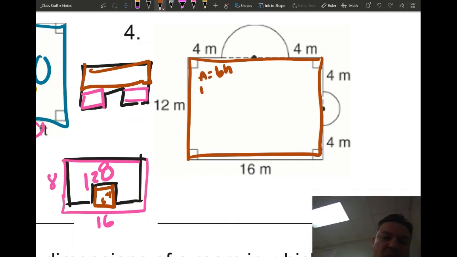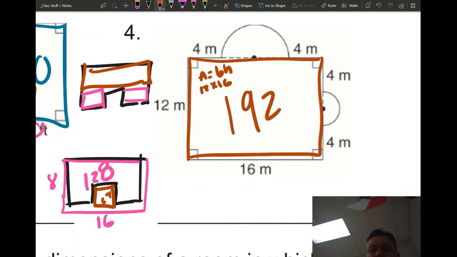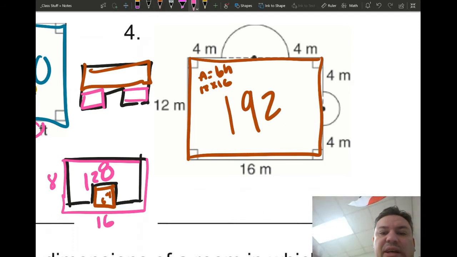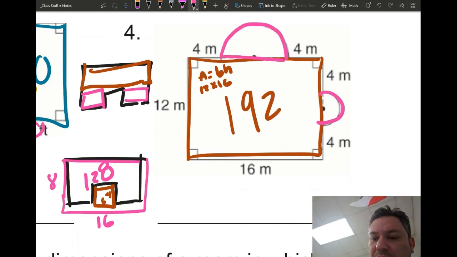So it's going to be 12 times 16. 12 times 16 is going to give you 192. Now, where it gets a little complicated now is going to be right here. Right there.